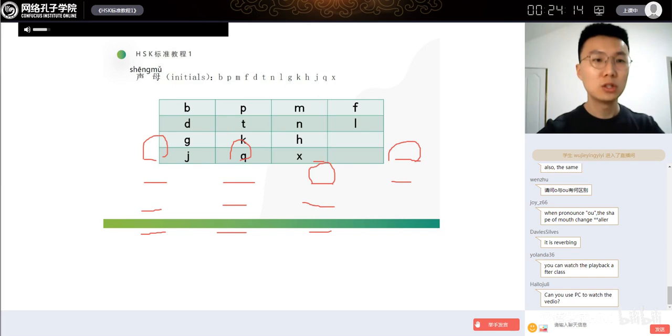No, you should let the air out from your nose. No. Ge. When we read ge, you can clearly feel that the root of your tongue is blocking the airflow. Ge. The last three, ji, qi, and xi, maybe they are difficult for you to pronounce.